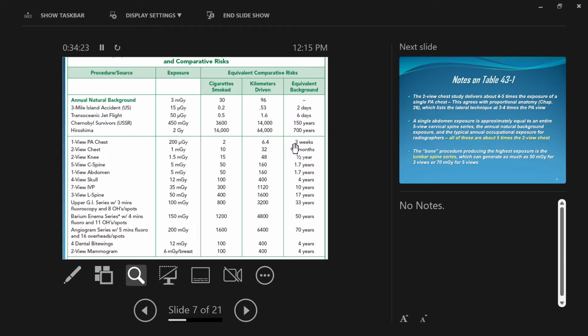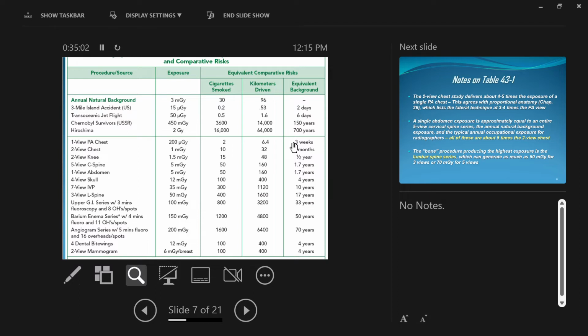But if you look over on the all the way right column of that one-view chest x-ray, it's equivalent to 3 weeks of natural background. So a physician has to decide, do I want to give this person extra radiation equivalent to 3 extra weeks of natural background just to get this little bit of information? And if the risk of not doing it is high, like maybe they develop severe pneumonia, or maybe we don't catch a collapsing lung or something terrible, if the benefit is high and the risk is relatively low, then we go ahead and do that exam.